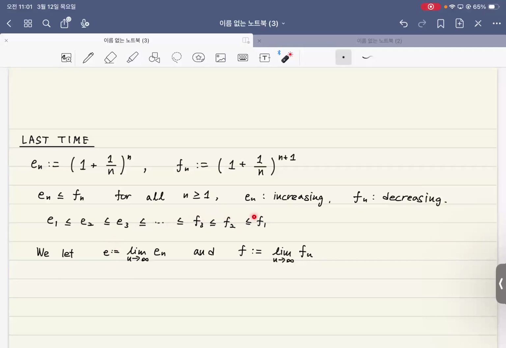Likewise, for the other sequence, Fn, they were decreasing, but they can never be lower than E1. So Fn is decreasing but bounded below. Therefore, by the monotone convergence theorem, this is convergent, and I call this number F. We all know that this number is Euler's number. But what about this one? I say that this number F is in fact the same as E.